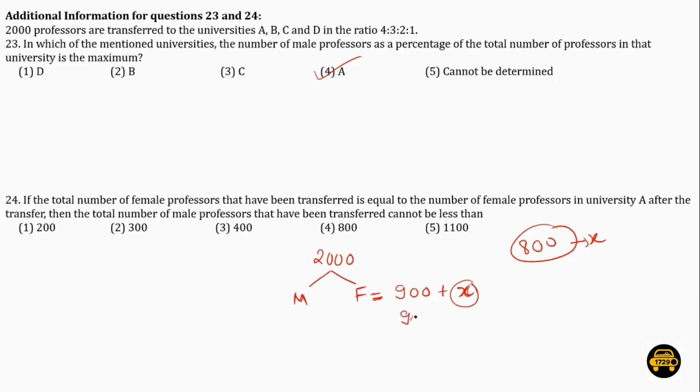So putting X equal to 800, 900 plus 800 will give us 1700. So out of 2000, the maximum female transfer can be 1700. And in this case, the number of male transfers will be 300.